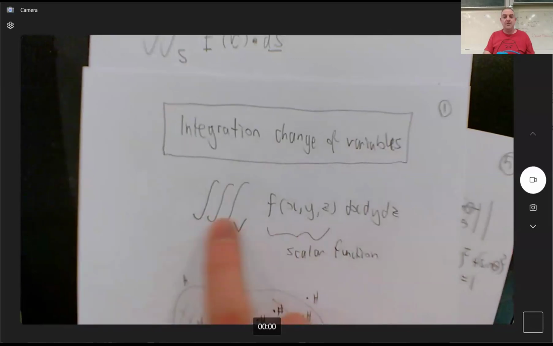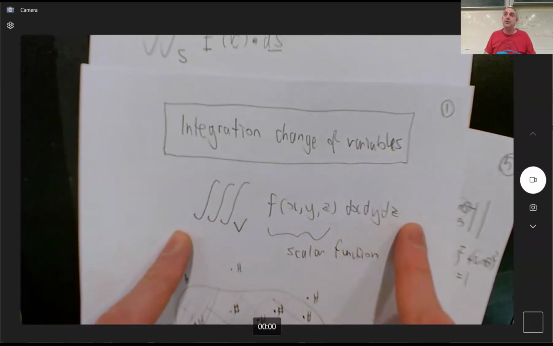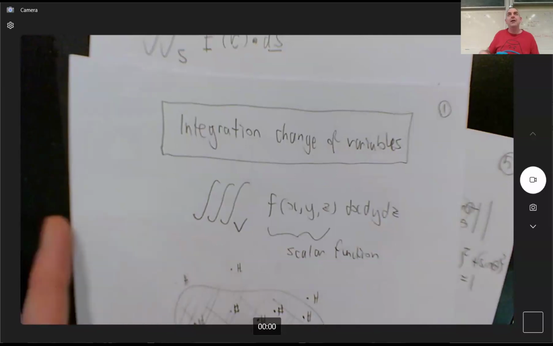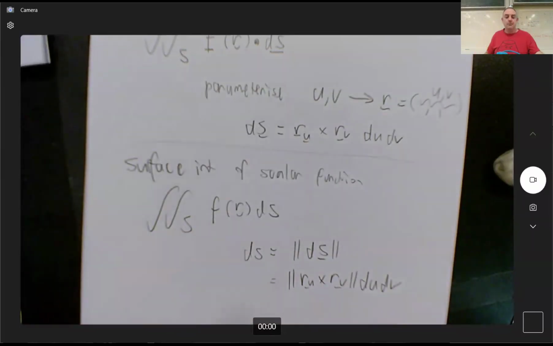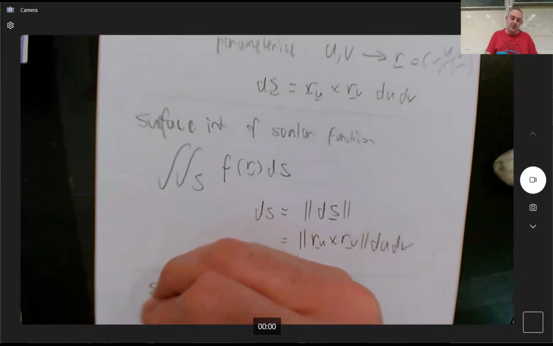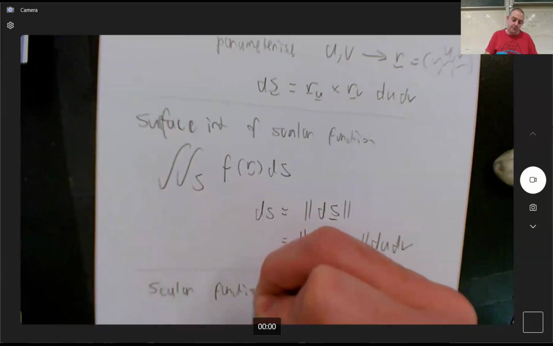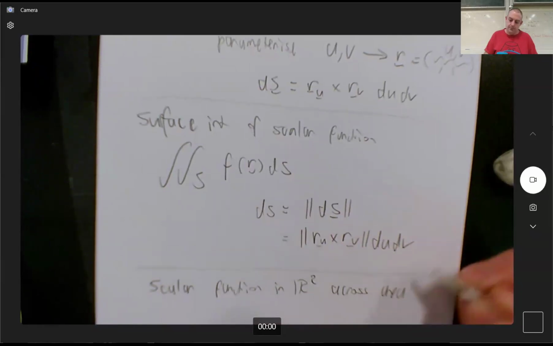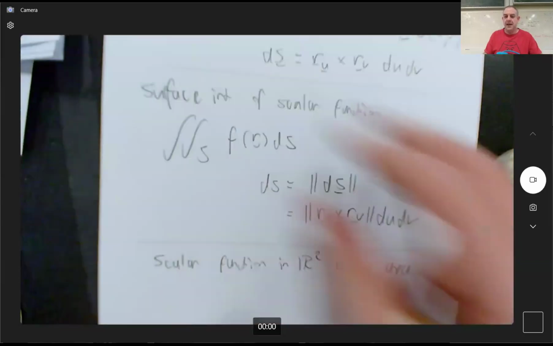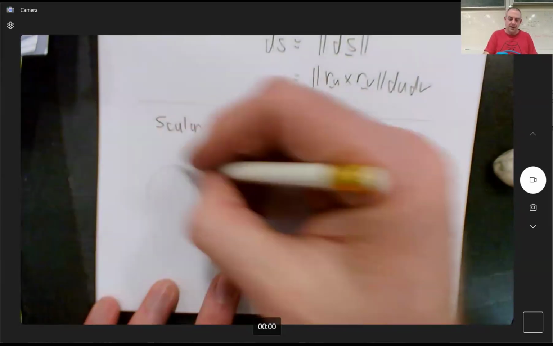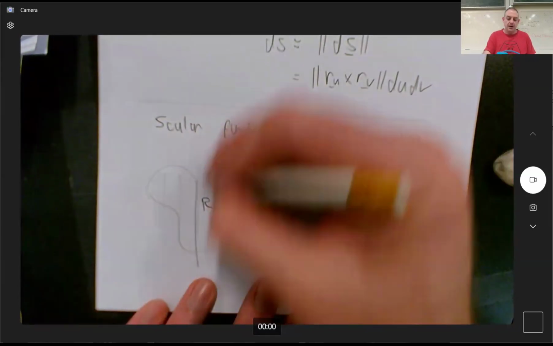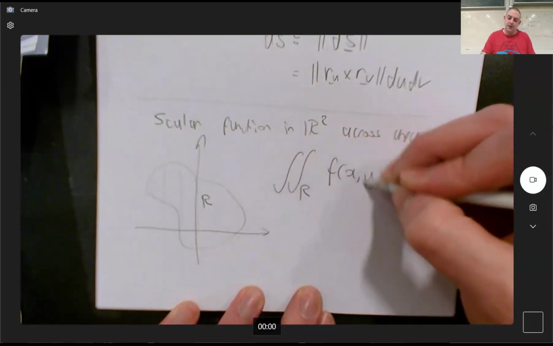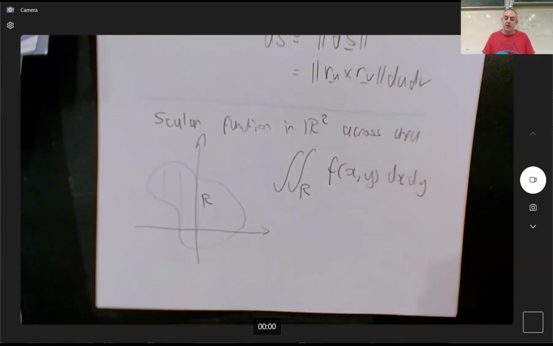That was pretty much for this, which is a scalar function across a volume, or a scalar function in R2 across an area, which I might as well put in now because I've mentioned it and I haven't written it down. An area region. So you've got something like that called R in R2, and you take the double integral across R of a function of x and y dx dy, and you have to parameterize.